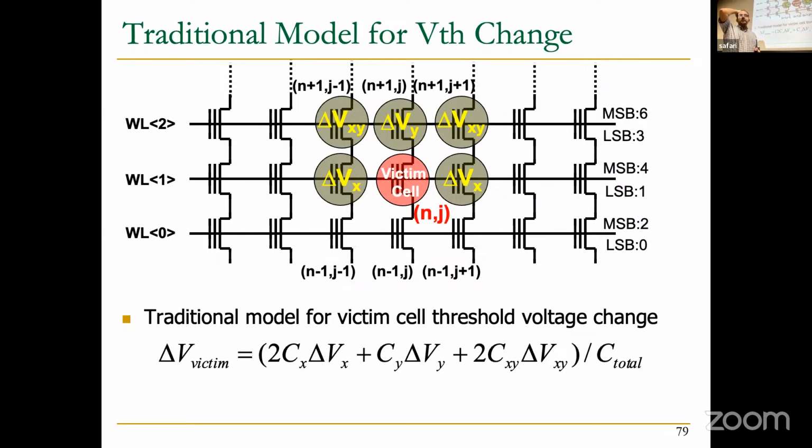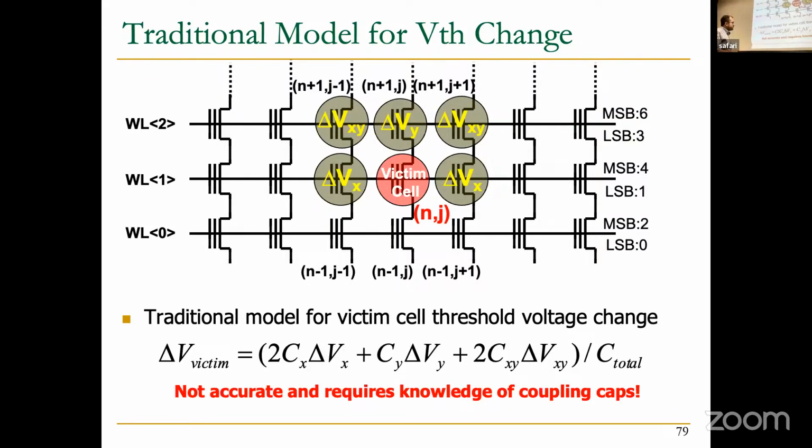So there is a model from industry studies and some other papers, where the delta V for the victim row can be calculated using this equation. What this equation says is that you need to calculate the delta V of your neighboring cells and correlate that with their capacitors. As an average of all these delta V of the neighboring cells, you will have some delta V in your victim cell. But this formula is not accurate enough.